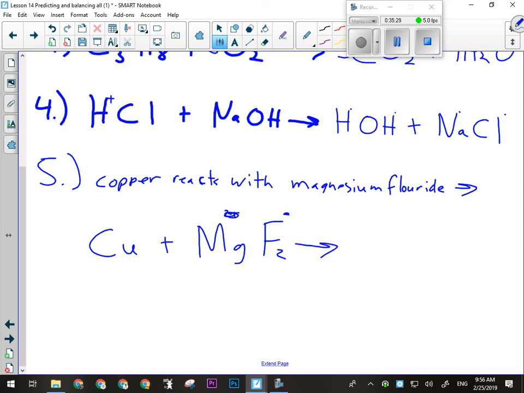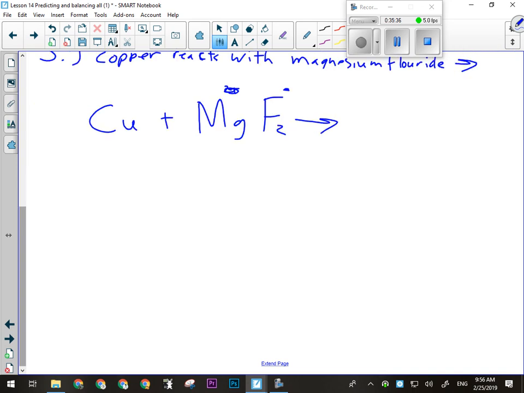Okay, what kind of reaction is that? Single replacement reaction. So that means copper and magnesium have to switch places. I know copper and magnesium have to switch because they're both metals. I have to switch the things that are alike. If this was chlorine, I would switch it with fluorine. All right, so I'm going to end up with magnesium by itself, and then copper ends up with fluorine. Which copper do I use?